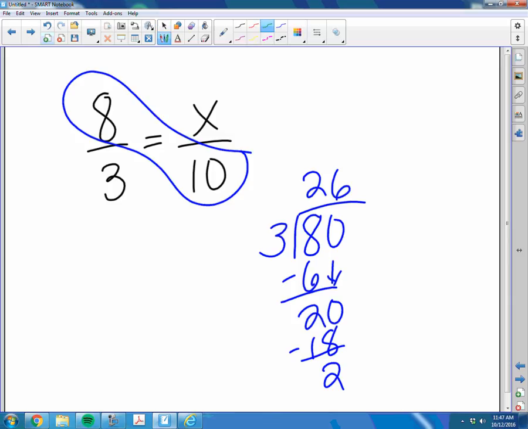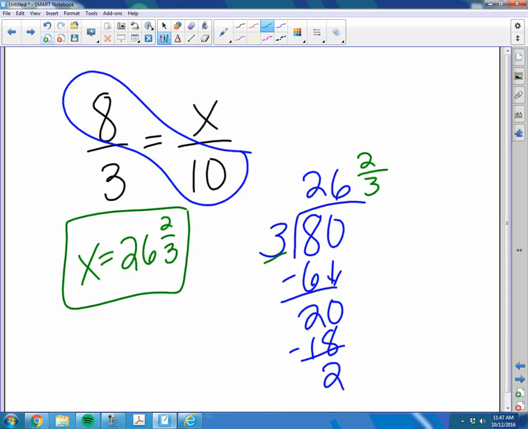At this point, listen very carefully, unless you're doing money, which requires decimals, I would right now take this, put it up top, take this, put it on the bottom, and your answer is x equals 26 and 2/3. And then you would have to do 3 times 26 plus 2, right? No. So you're done. That's your answer. I was looking for the value of x.